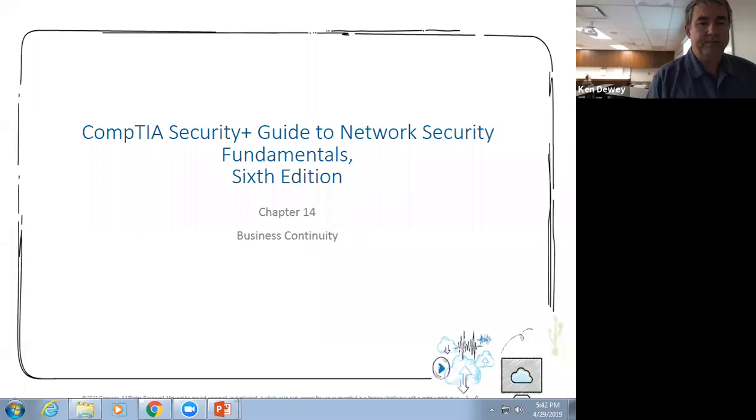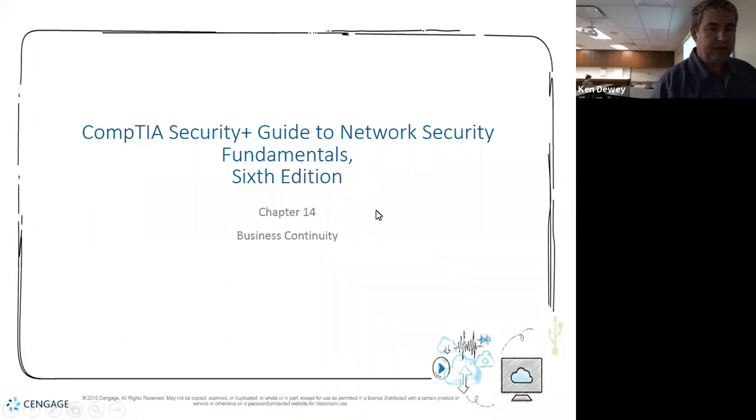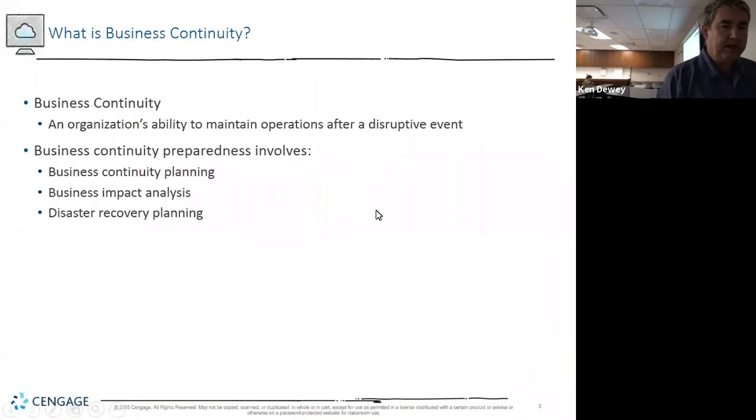And this chapter is about business continuity. And I got a couple examples I'm going to give you throughout the lecture tonight. All right, what is it? It says the organization's ability to maintain operations after a disruptive event.